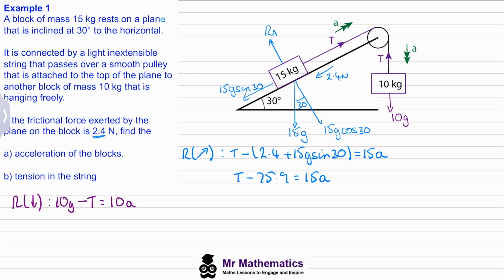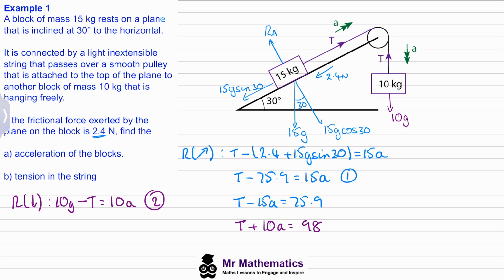Now to solve these simultaneously, I need to line up the coefficients. So we call this equation 1. We'll move this 15a to the left-hand side and this constant to the right-hand side, so we'll get T minus 15a will equal 75.9. And with equation 2, we'll move this negative T to the right-hand side and we'll keep the 10a here. So we've got tension plus 10a will equal 10g, which is 98.